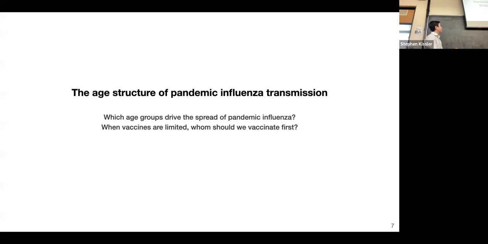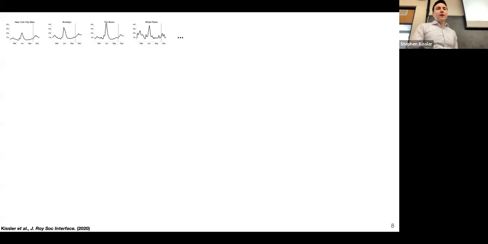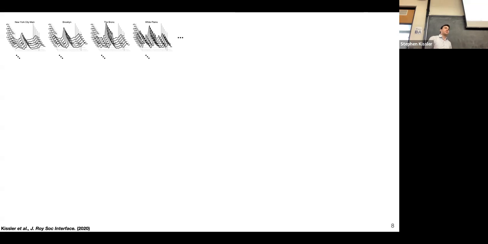So this is moving on to one of the next projects I'd like to talk about, which is looking at the age structure of pandemic flu transmission. So thinking about which age groups drive the spread of the flu, and one of the applications for this might be when we're distributing vaccines, who should we vaccinate first? This part of the project was using the same data set, but in addition to having it across 800 different cities, we had 12 different age groups available.